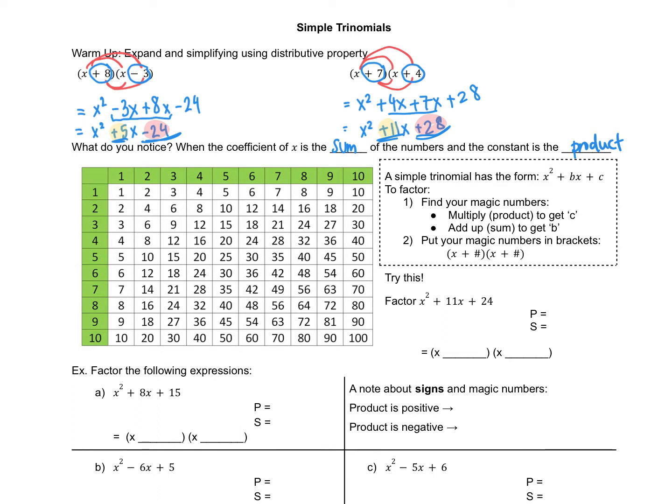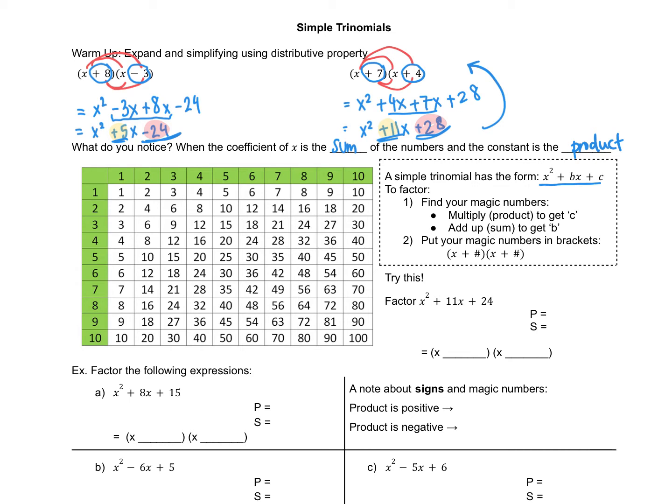So first of all, a simple trinomial always has this form. You're going to start with x squared, and the coefficient will always be 1, and then you're going to have an x term and a constant. Now, we're trying to go backwards here, so we're going to try to get to the brackets, and each bracket starts with an x, and then I like to call the numbers inside the magic numbers.